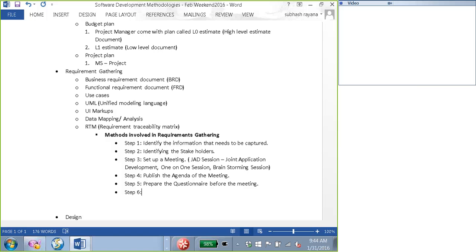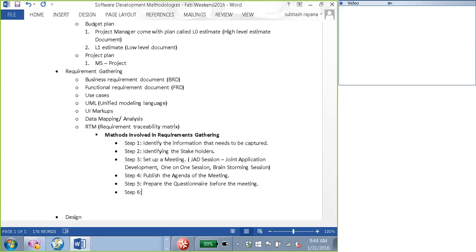Now, once you prepare the questionnaire, before you get into the meeting, you have to make sure that you have given a quick introduction. Even in spite of publishing the meeting request, people are so busy that they have meetings throughout the day. They keep hopping from one meeting to the other, and sometimes they don't even look at the agenda. The calendar pops up, and they just get into the meeting.